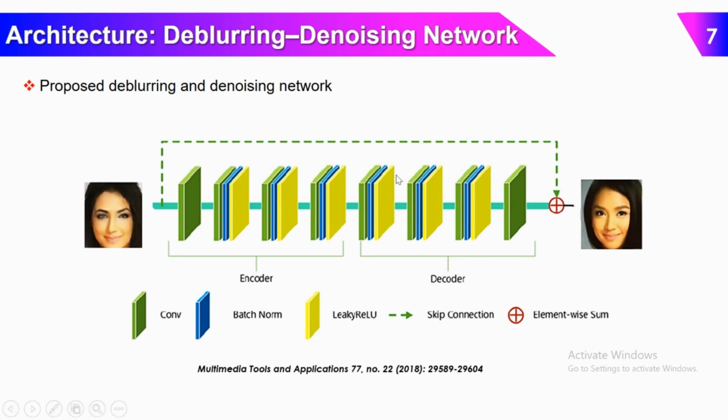As you see here, there are two main parts in this deblurring and denoising network. One is the encoder and the other is the decoder. Here, this green part is a convolutional layer. In the encoder, we have four different convolutional layers; except for the first one, the other three have batch normalization and leaky ReLU activation along with them. Similarly, the decoder also has four convolutional layers; the first three have batch normalization and leaky ReLU activation, except the last one. This helps to reconstruct the clear image. The size of the convolutional filters used here was 3 by 3.